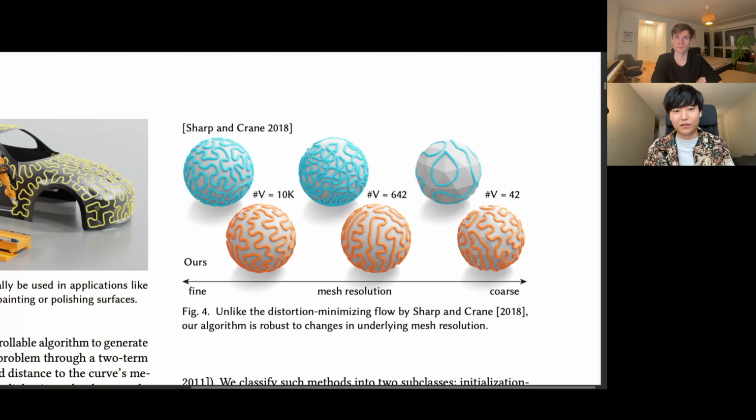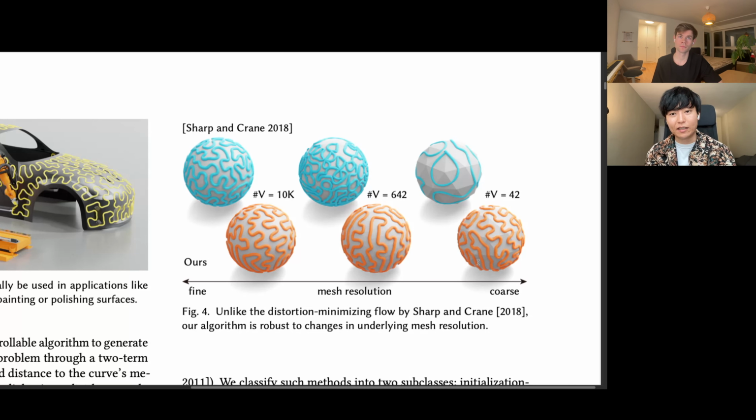But the problem with that representation is that if you lower the resolution of the surface mesh, you'll end up with a really messed up representation of these curves. For example, if you have 10K vertices, the mesh resolution is high enough to accommodate these wiggly curves on the surface, but as you decrease the number of vertices, you suddenly end up with these messy arrangements.